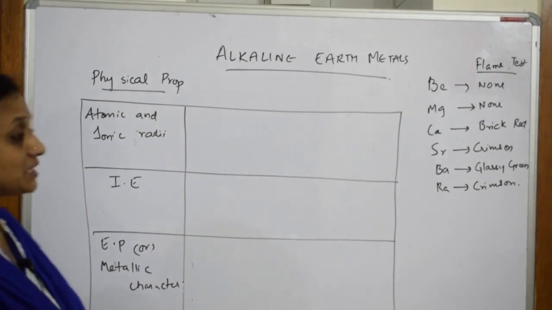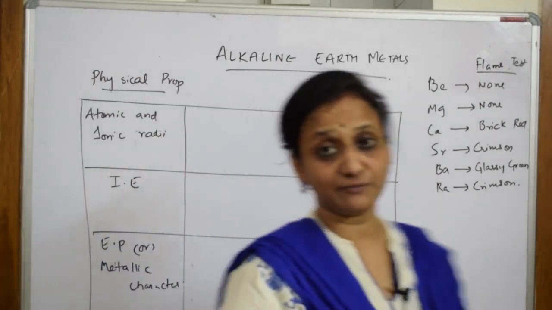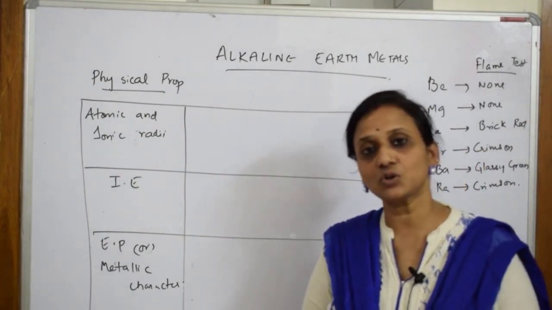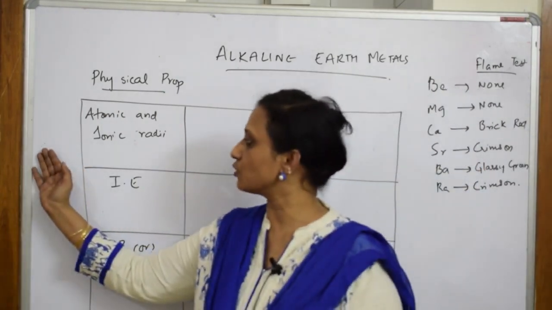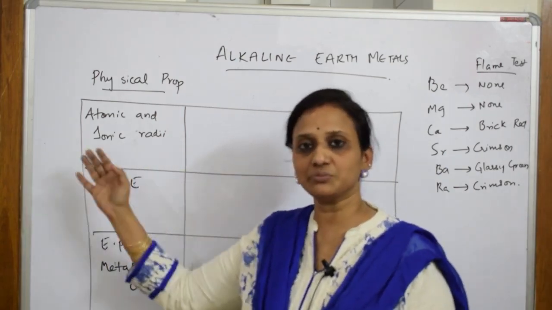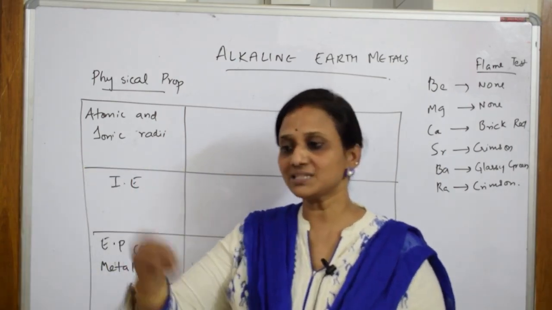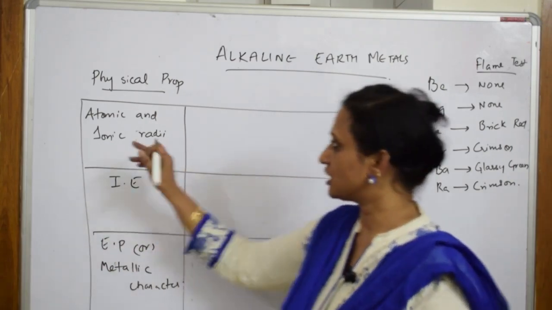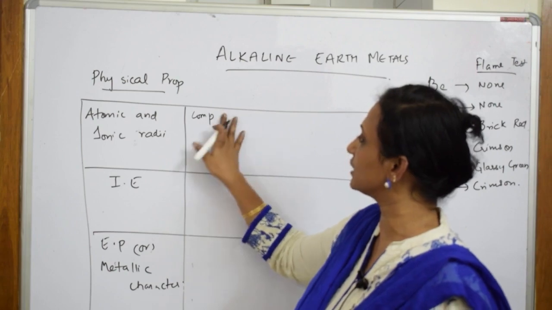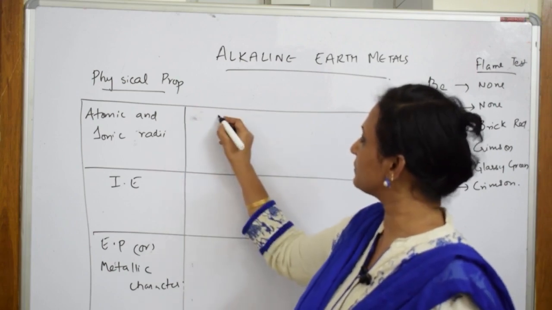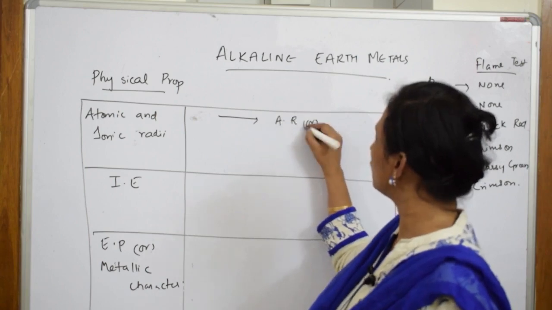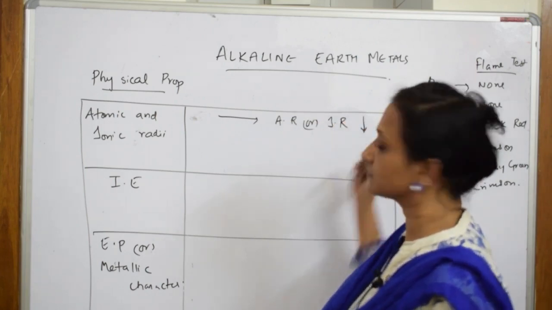Right, so when I have to read the physical properties of alkaline earth metals, the first important thing is atomic and ionic radii. We very well know that when I move from the s block, that is alkali metals, to alkaline earth metals, from left to right in a period, the electron always adds to the same shell. So compared to alkali metals, atomic or ionic radii decreases.